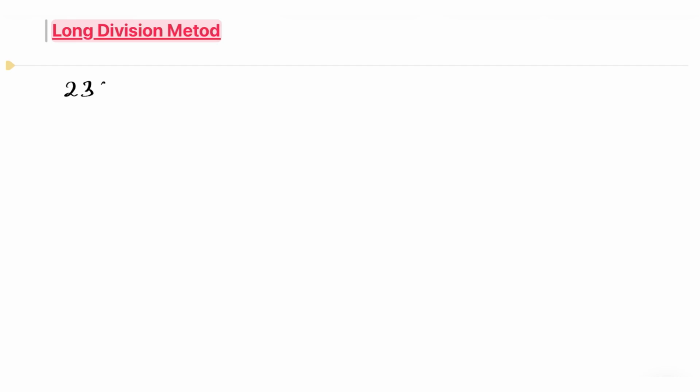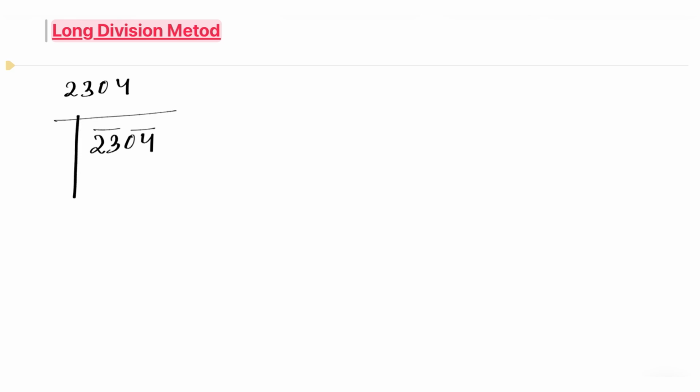Let us solve one more question. Here we will find out the square root of 2304. First we will pair them from the right side. 0, 4 form a pair, so we will put a bar over it. Next we will put a bar over 23.